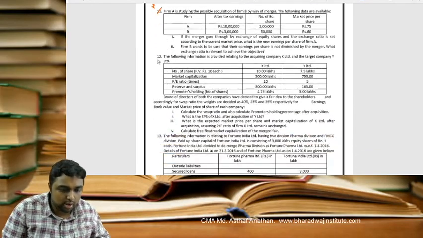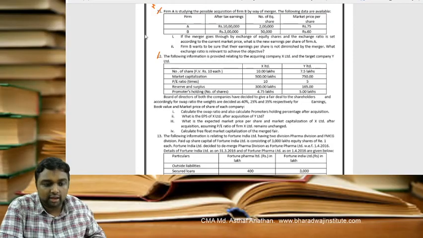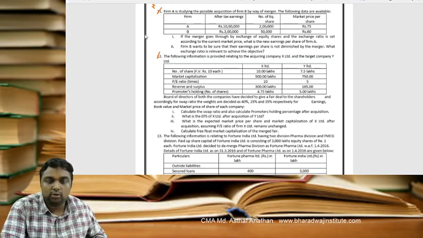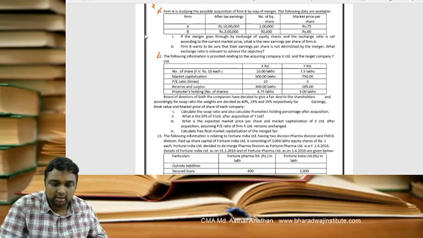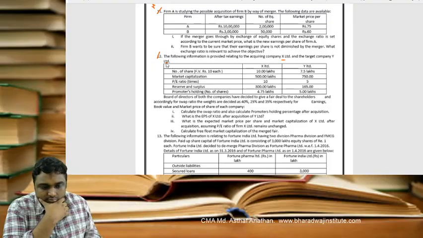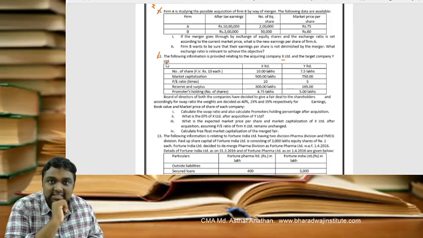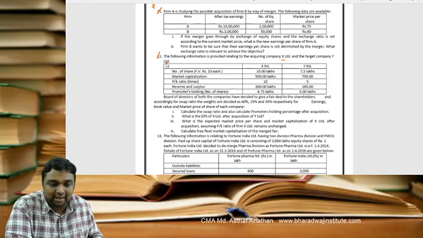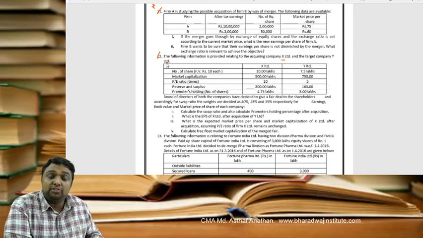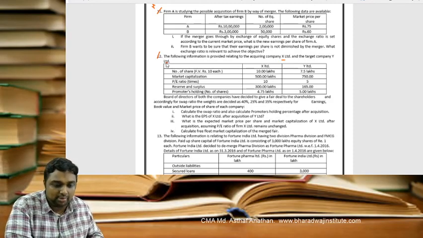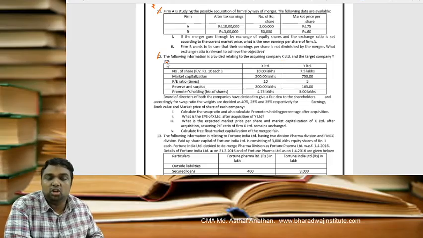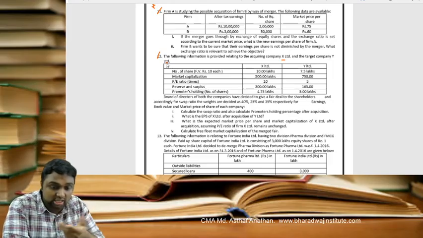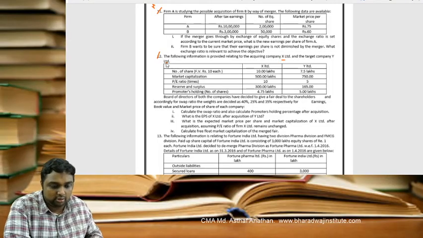Question number 12. The following information is provided relating to acquiring company X Limited. So acquiring company is X Limited, target company is Y Limited. Number of shares 10 lakh and 7.5 lakh. Market capitalization. What is market capitalization? Number of shares into market price is equal to market capitalization. PE ratio, reserves and surplus, promoters holding. What is promoters holding? Those who initially started, other than market holdings.